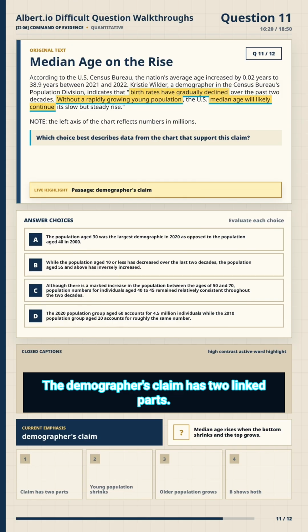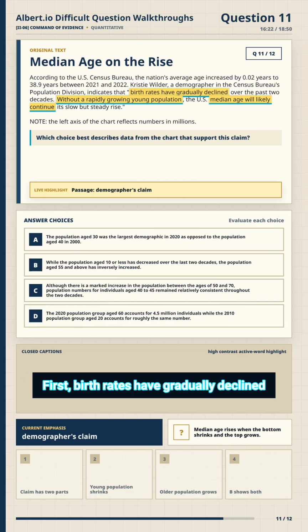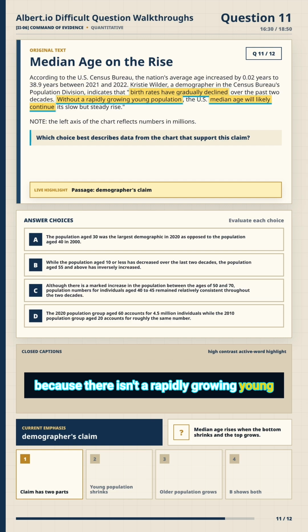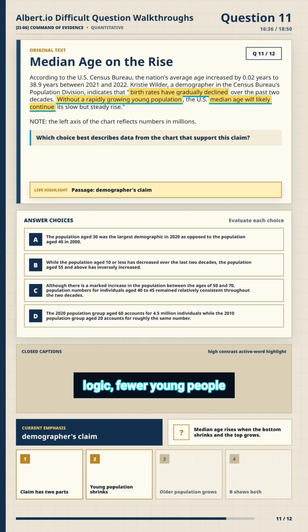The demographer's claim has 2 linked parts. First, birth rates have gradually declined over the past 2 decades. Second, the median age will continue its slow but steady rise, because there isn't a rapidly growing young population to offset older cohorts. For data to support this claim, it must illustrate both halves of the causal logic, fewer young people and more old people.